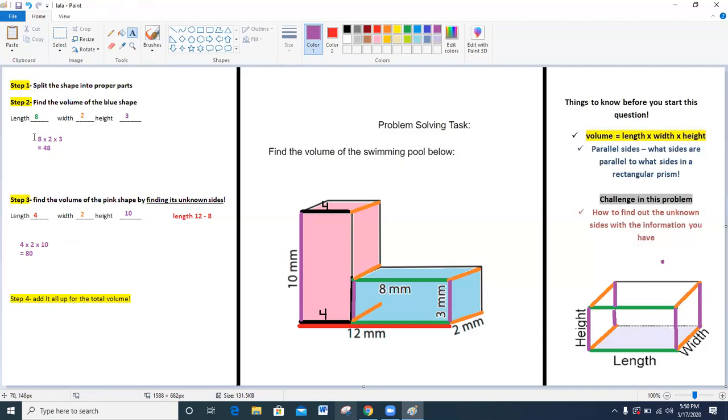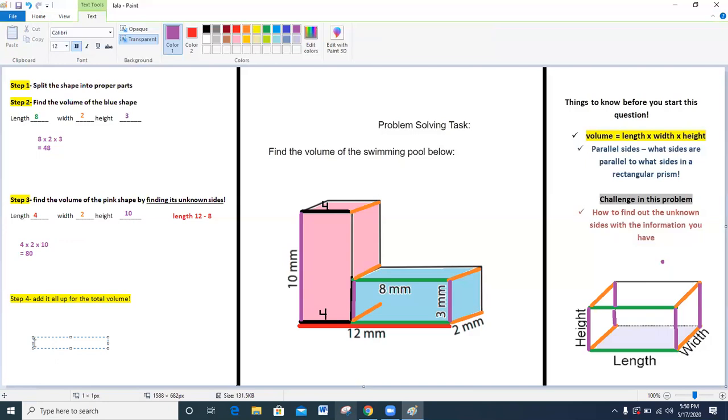So now you're not done. You did step 1, you did step 2. Step 3, we already did, and now we're going to do step 4. What you do is you add, I'm going to cheat and use my calculator real quick just to save time, 128. So now you add both volumes. So 48 plus 80 will give me 128.